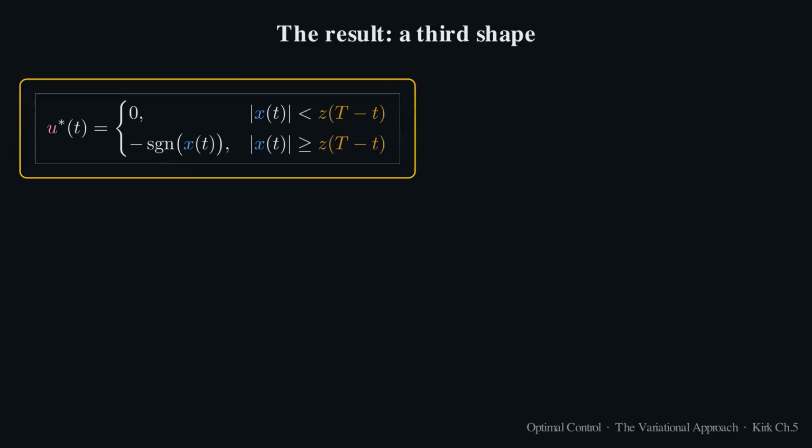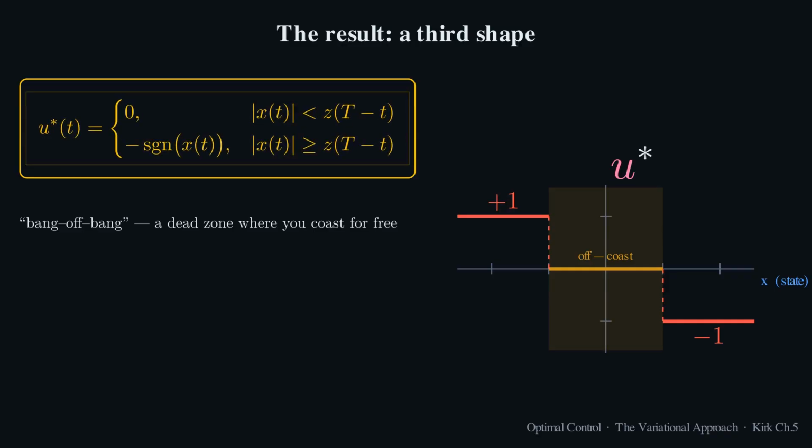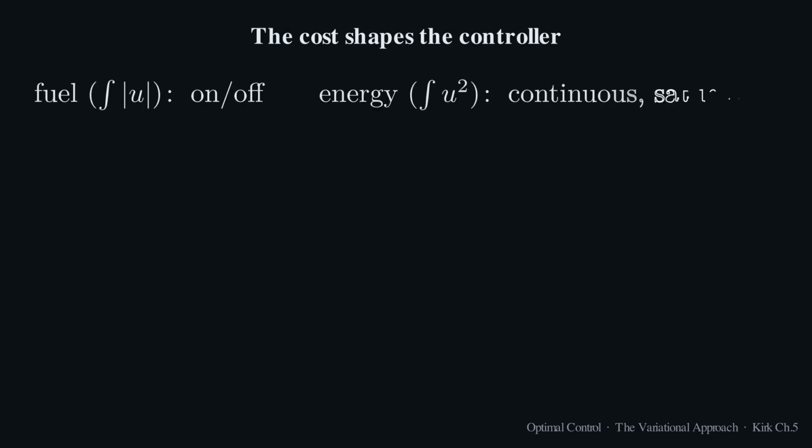Outside a certain band, you fire full thrust against the sign of the state, just like before. But inside the band, the cheapest thing to do is nothing at all. Shut the engine off and drift. So the law has 3 settings: full one way, off, full the other way. People call it bang off bang, with a dead zone in the middle where you coast for free.